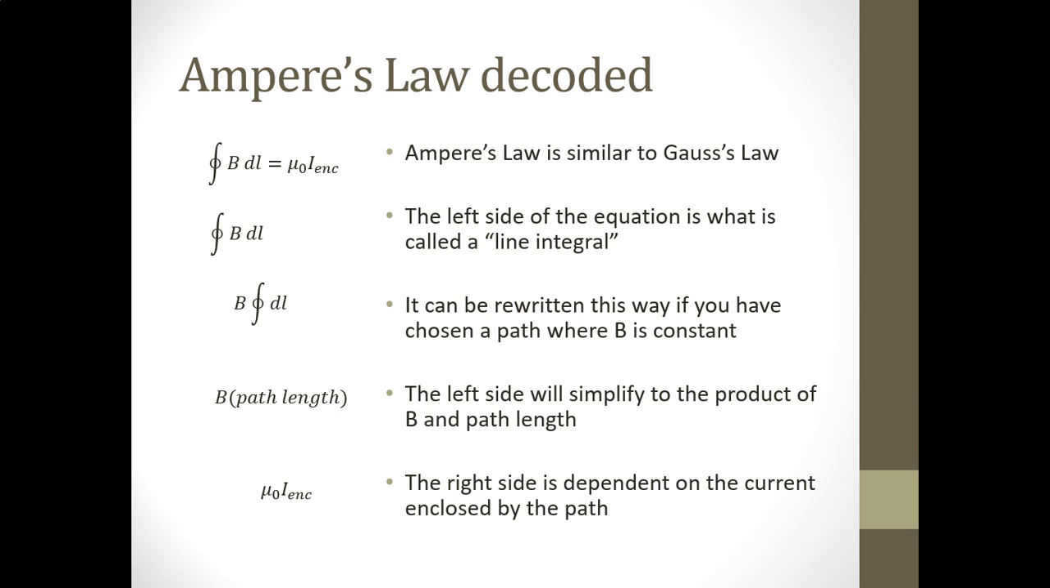The right-hand side of the equation is dependent upon how much current gets enclosed by the loop that you've drawn. This is similar to how much charge gets enclosed by the surface. While the right-hand side looks like it's easy, multiply this number by this number, it may be a place where you have to do an integral, particularly if you have something weird going on, like a bunch of current moving through a large wire. That'd be kind of an odd situation.